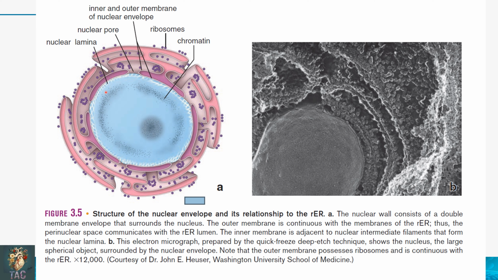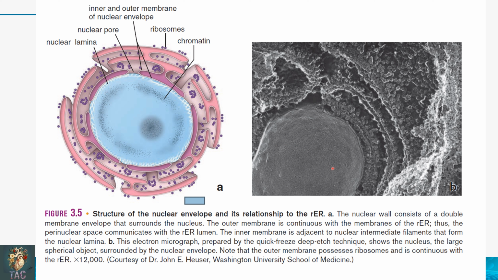On the inner aspect you can see the inner membrane is supported by the nuclear lamina. This is the inner lamina, giving a scaffold to the inner layer of the nuclear membrane, formed by the protein called lamin protein. In the center you can see the nucleolus is also present, and here you can also appreciate the chromatin is present.